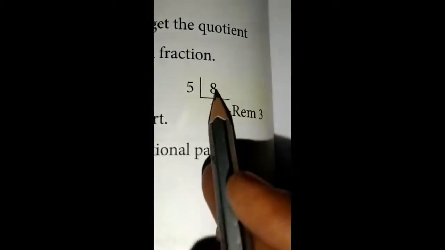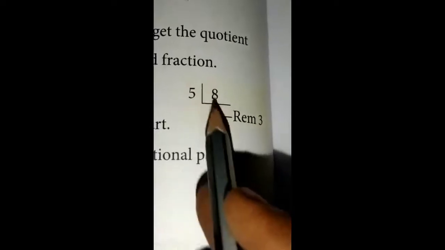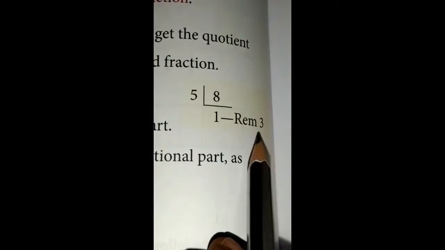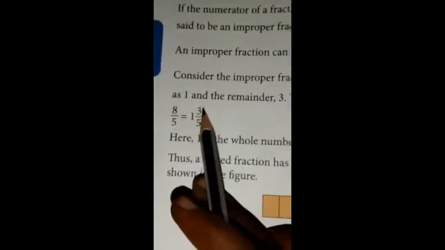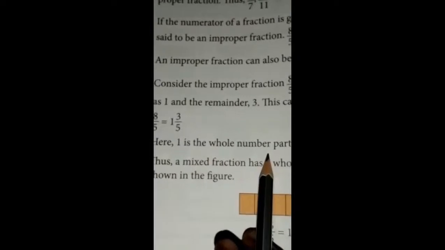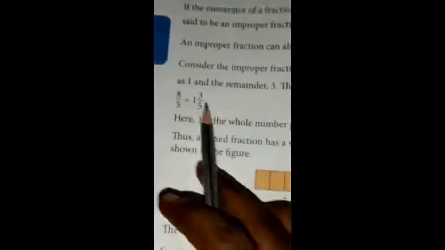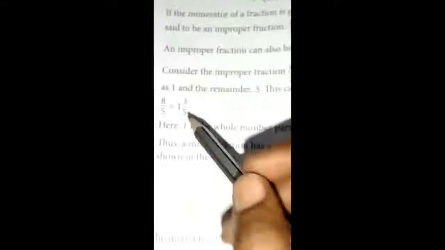Here 5 ones are 5 and remains 8 minus 5. How many remain? Remains 3 and it can be written as 1 and 3 by 5. Here 1 is the whole number part and 3 by 5 is the fraction part.